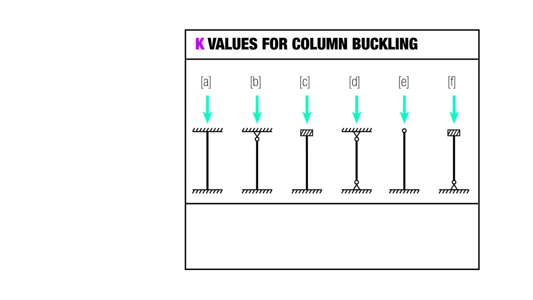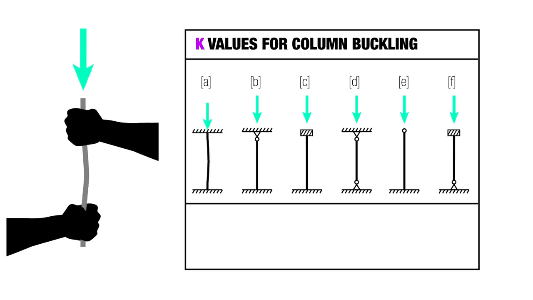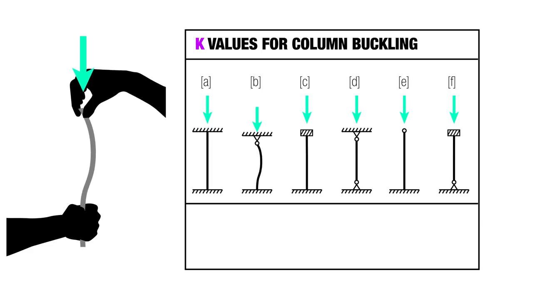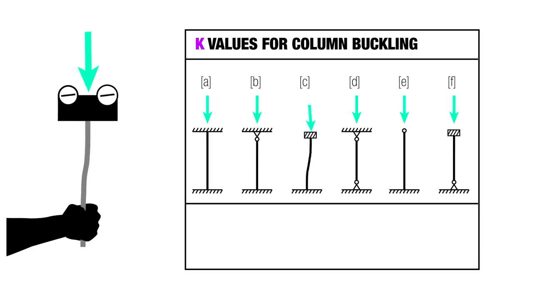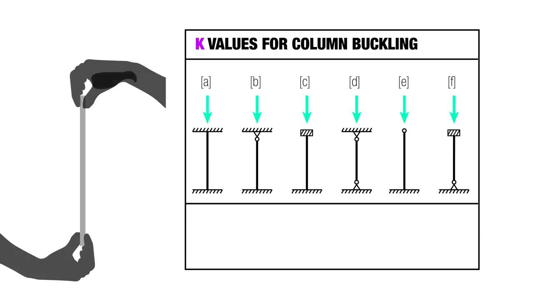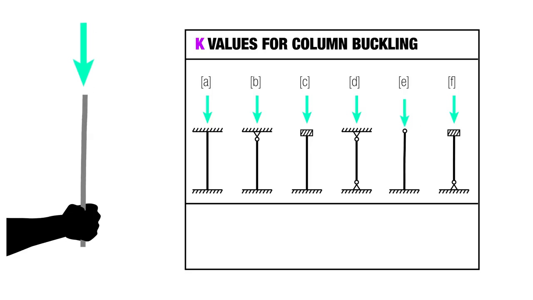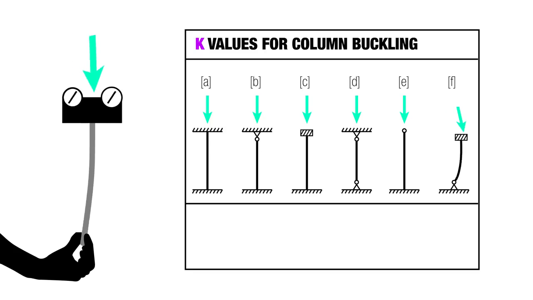Now we're looking at a table, and here you have just different flavors of column. So in A, you have a fixed top and bottom. On B, you have a pin connection at the top and fixed at the bottom. On C, you have something that's rotation fixed but translation free on the top, and something that's rotation and translation fixed on the bottom. On D, we have two pin connections. On E, you have something that's fixed on the bottom and allowed to kind of move around at the top. And then on F, we have something that has a pin connection on the bottom and translation on the top.